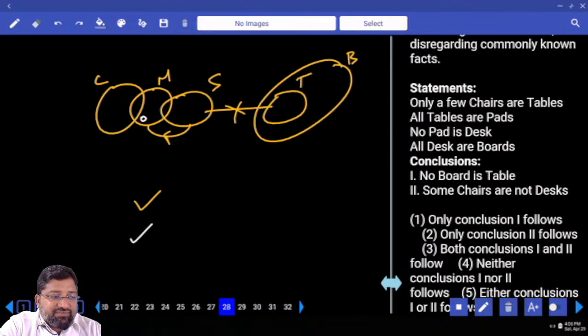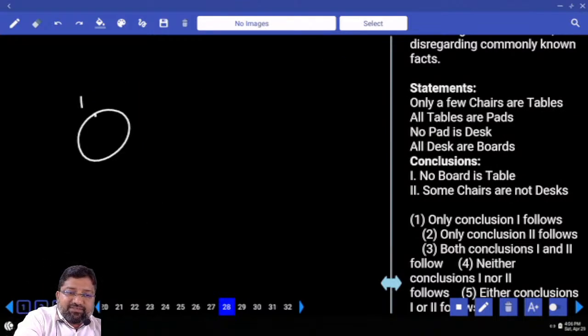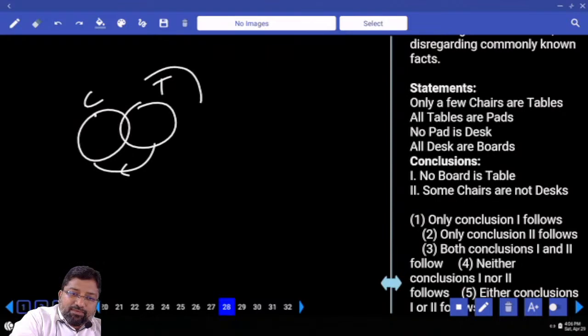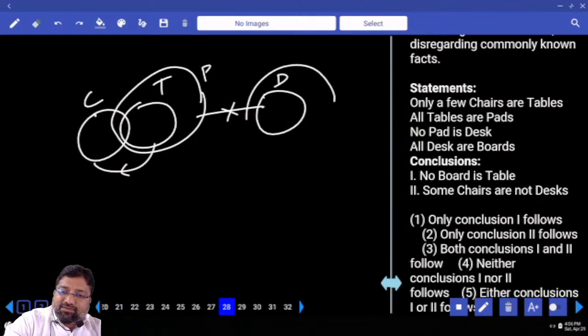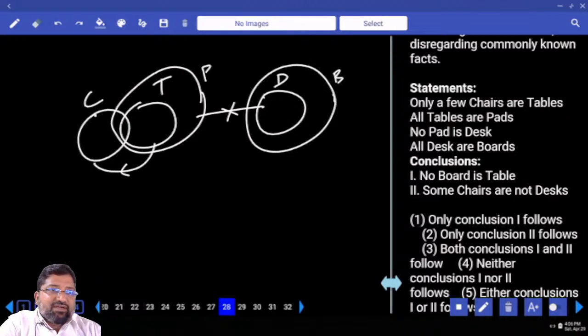Next question. Only a few chairs are tables. All tables are pads. No pad is a desk. All desks are boards.